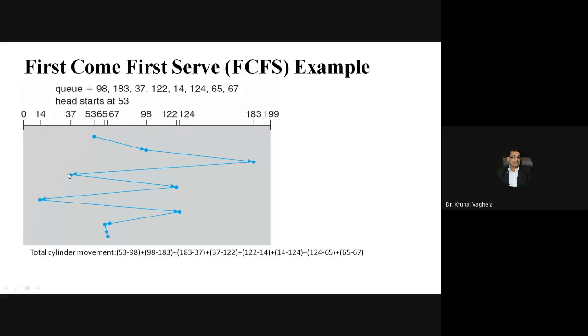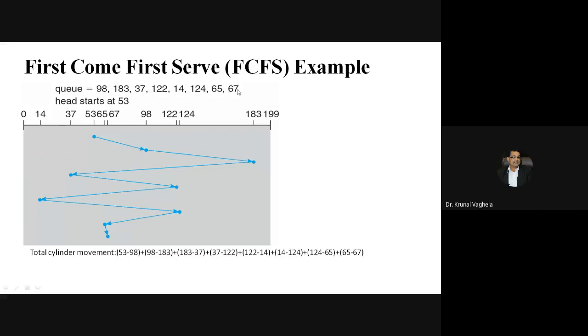Then it will go to 122. Then again it will go to 14. Then again it will go to 124. Then 65. So now, first we have seen it will suffer from the zigzag effect. Now you can see this is zigzag. So your arm needs to move something like zigzag. So the answer of that question is first come, first serve, because it served the request according to the arrival.